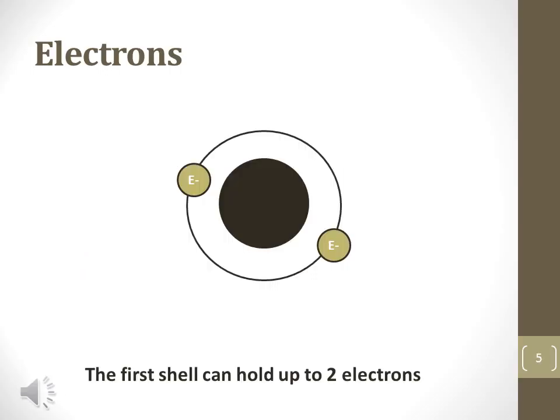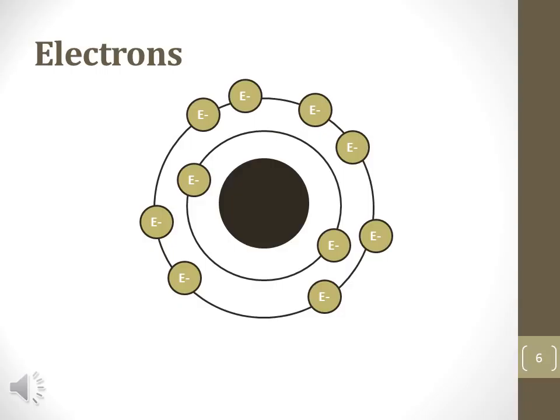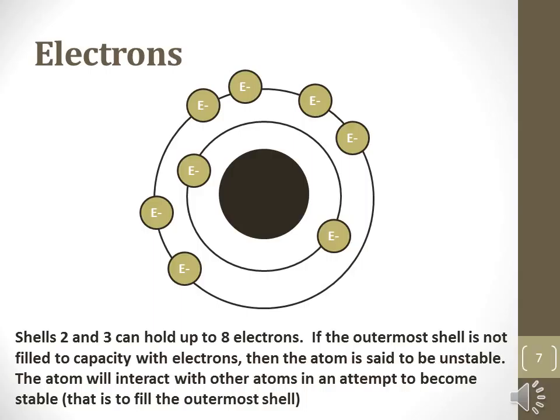This picture illustrates how the first electron shell can hold two electrons. This picture illustrates how the second electron shell is filled with eight electrons. This atom has 10 electrons total when the first and second shells are full. Electron shells fill lowest to highest.